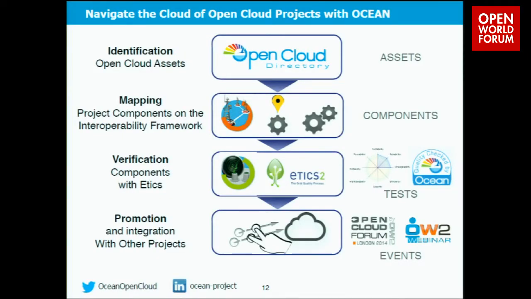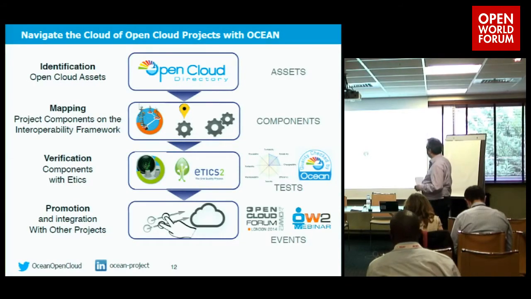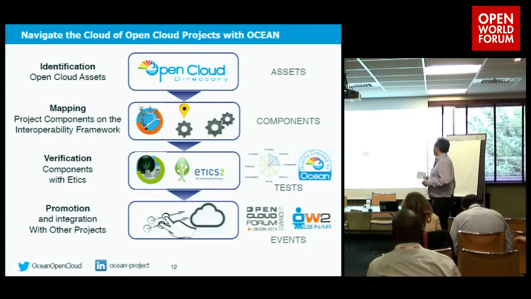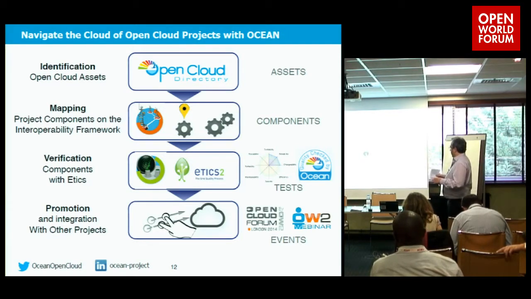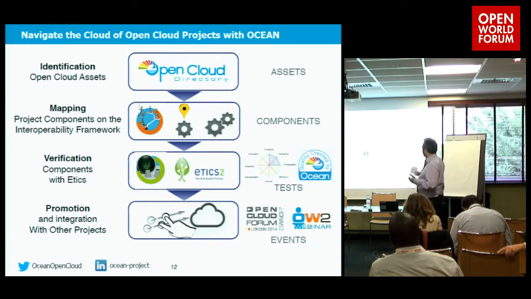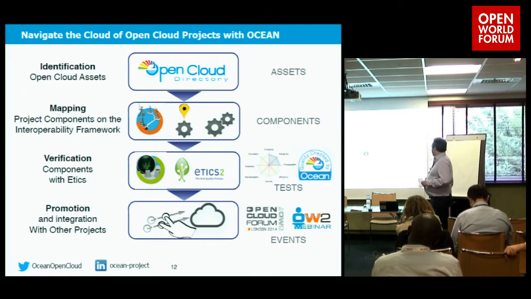Another way to see the services is starting from the Open Cloud Directory for identification of assets, then mapping each asset and component on the interoperability framework. Then look for the quality and verification of components, and even for collaboration between components from different clouds that you may use in your own project. The last part is also about promotion of the Open Cloud projects, the visibility of the projects, which we are improving through webinars and also through traditional trade shows like Open Cloud Forum in London, during the cloud trade shows and others.